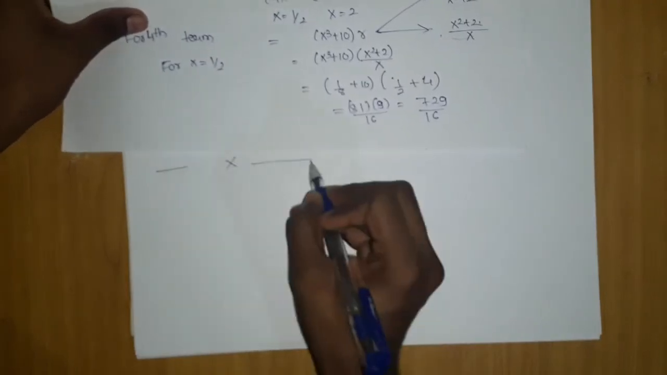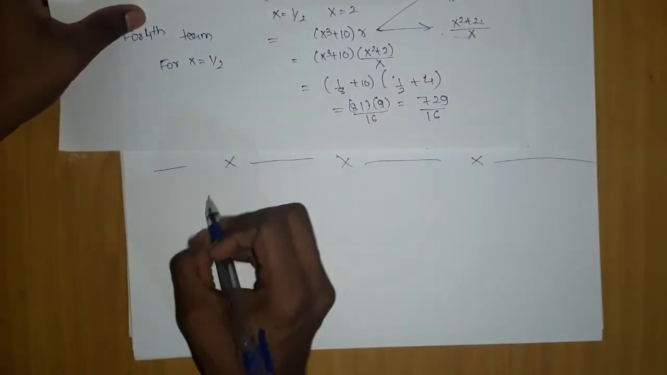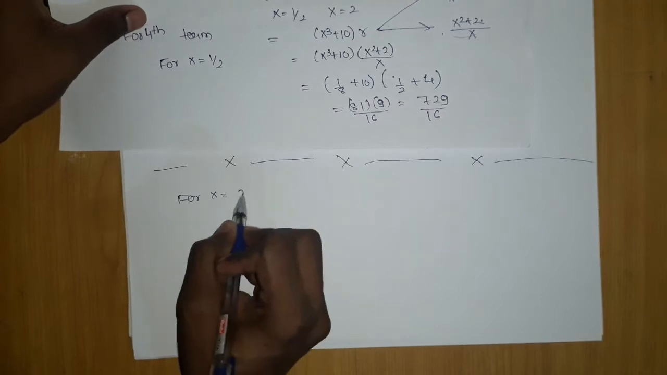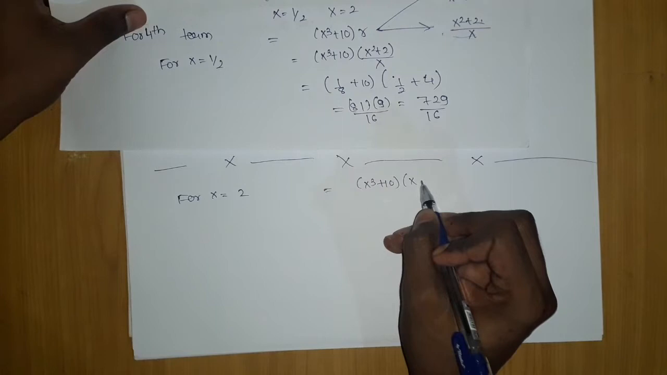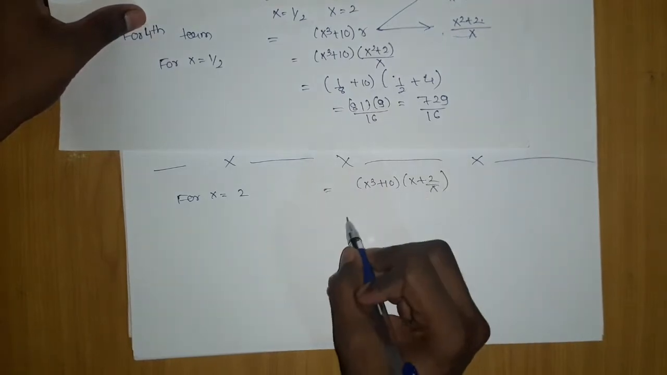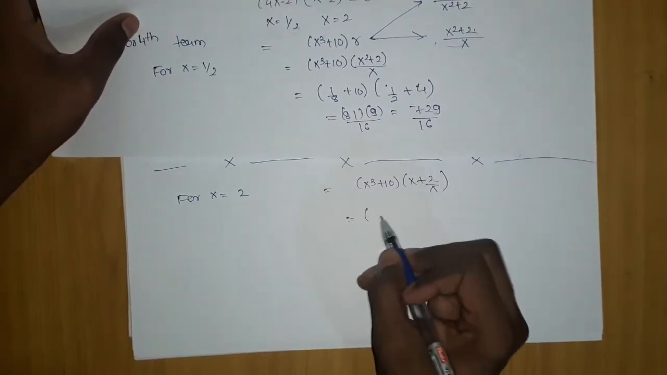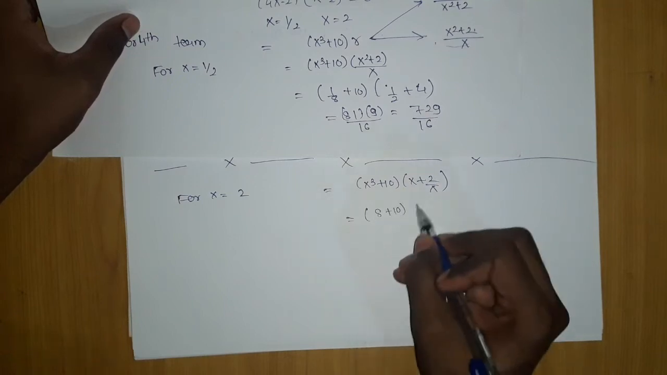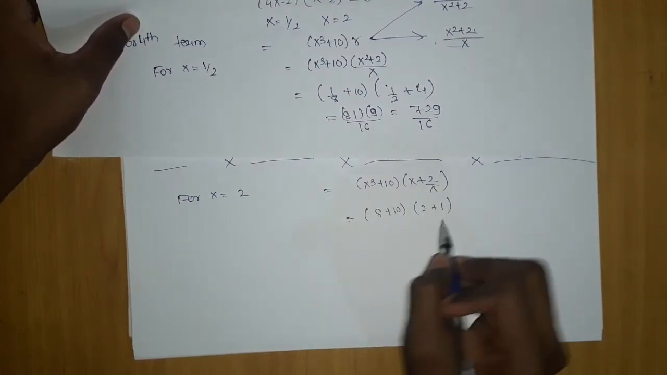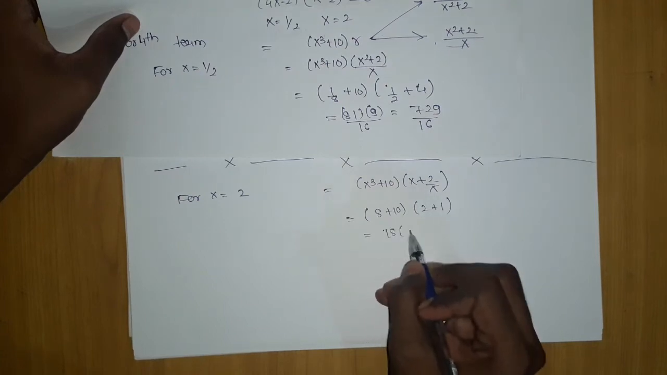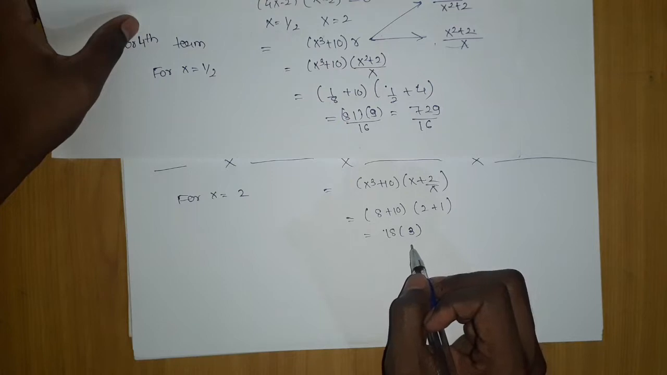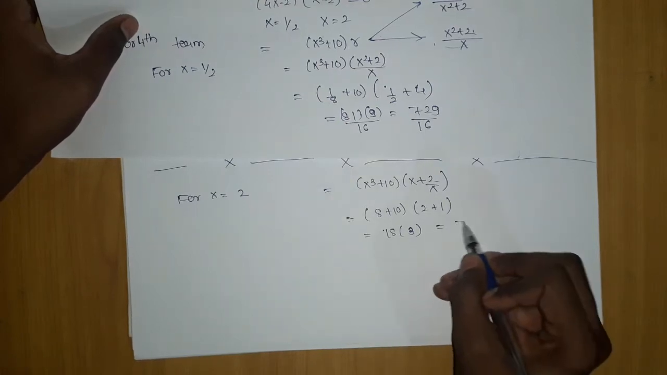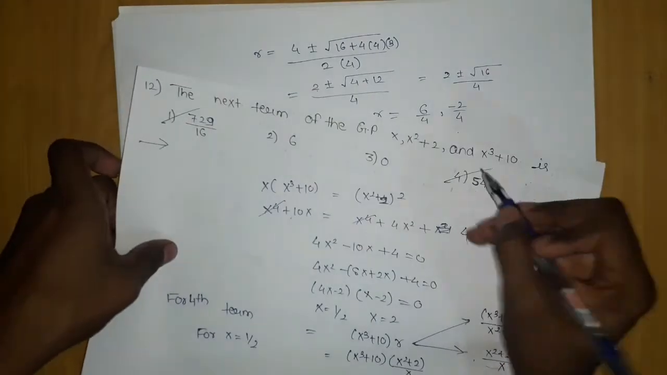Now let's check for the second one. This is the previous question's solution. Now for x equals 2, the thing will be as it is, x cube plus 10 upon x square plus 2. I'm not going to write it again, then x square plus 2 by x, simple. Now we put the values: 2, it will be 8 plus 10, and this will be 2 plus 1, which makes it 18 into 3, giving me finally 54. So the fourth is the answer.